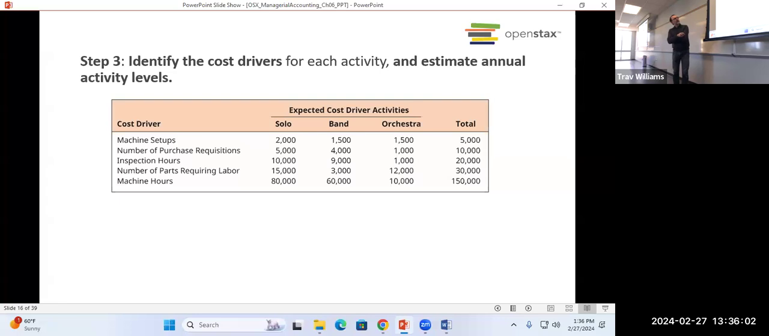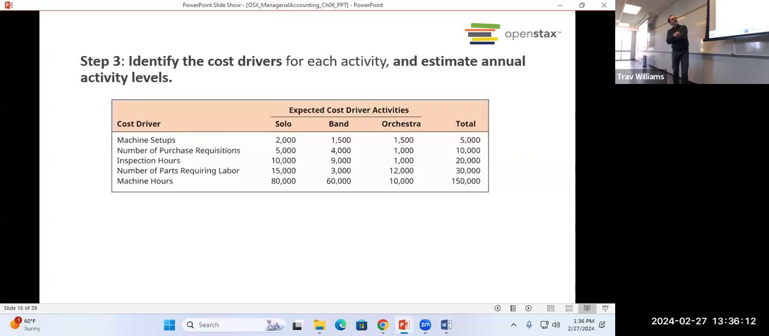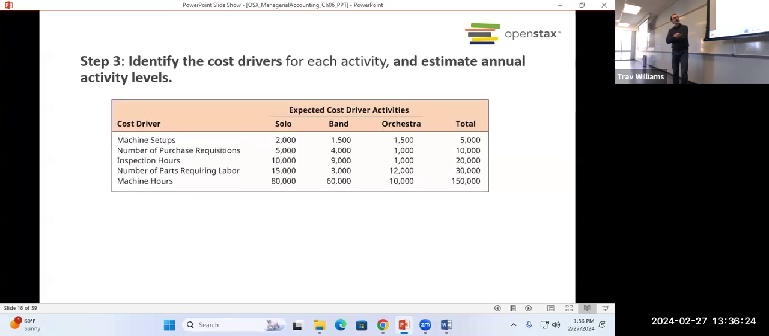Okay, now they need to know the activities associated with each of those 5 cost pools. So if one of the cost pools is setting up the machines, well, how many times are they going to have to set up the machines? So it's the same concept where we're taking estimated overhead and then we're going to divide it by the estimated activity. That is 5 different categories this time.